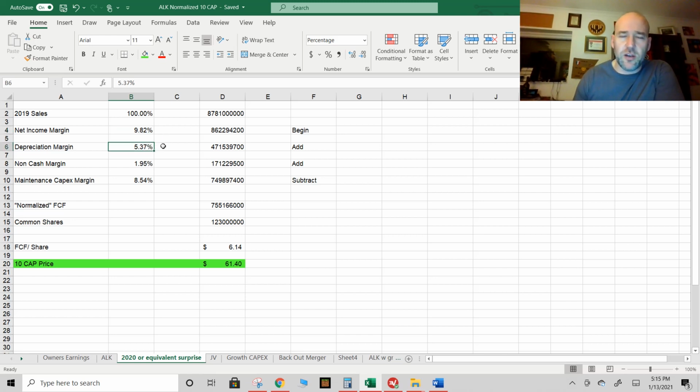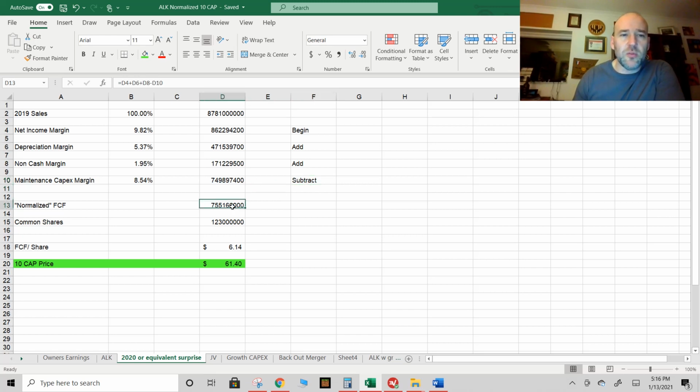Depreciation, I went ahead and recalculated that because I don't think I'd gone over that yet. It was about 5.37%. The non-cash was just under 2%. And then the maintenance capex was a little over 8.5%. So using 2019 as a proxy year, I calculated what those numbers would look like here. Remember, we're going to begin with the net income, add the depreciation back, add the non-cash, and then subtract the maintenance capital expenditures.